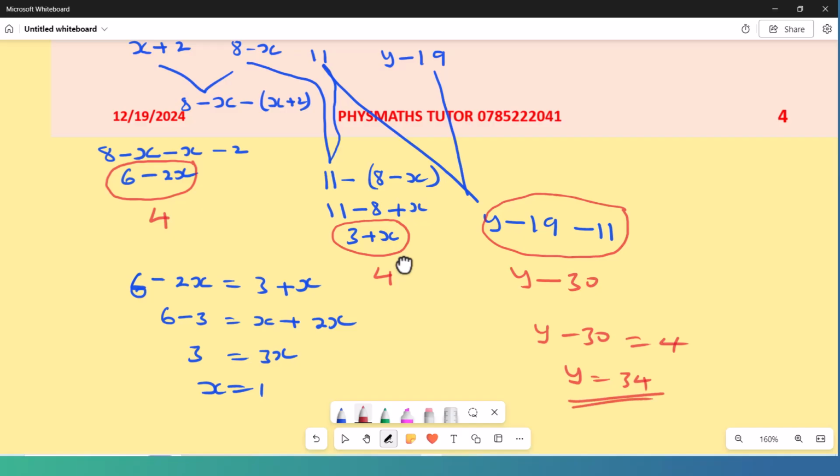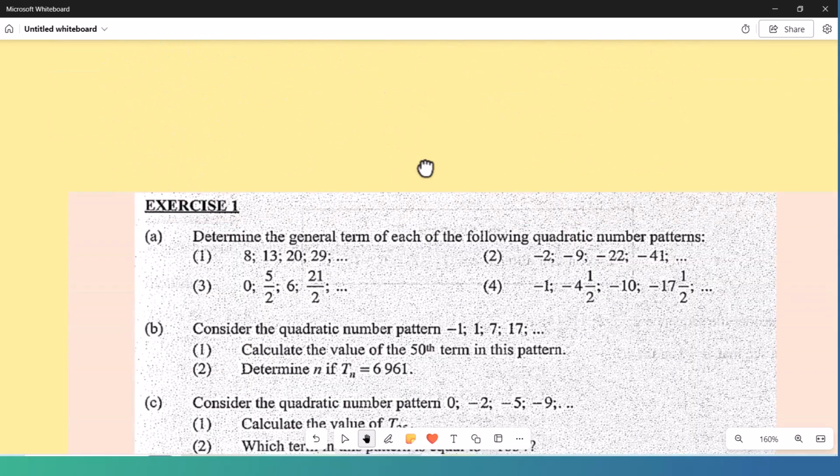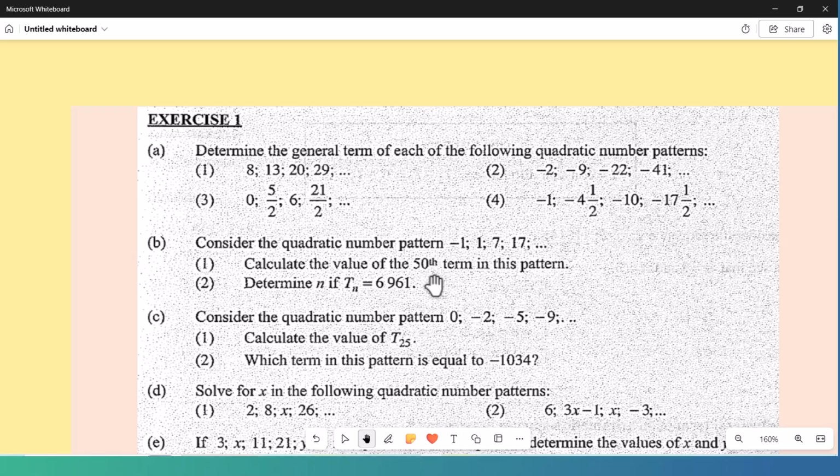All right, that's how you find the variables x and y in such questions. Hope we are together. Let us check it out now. Anything else to be done here? Nothing else, but we have an exercise to do here. So this exercise one here, please do it right now.